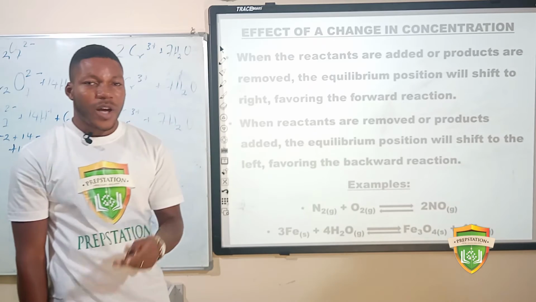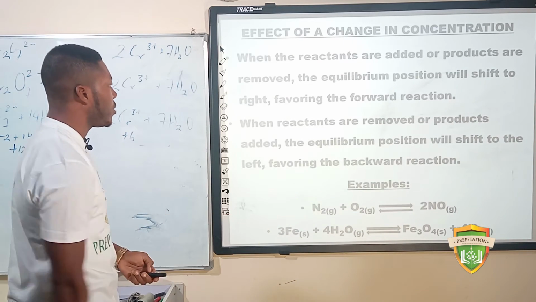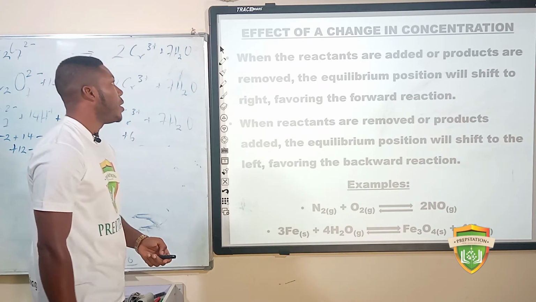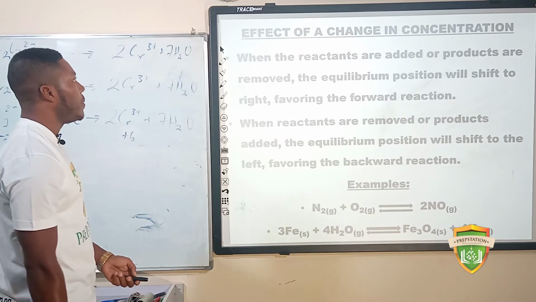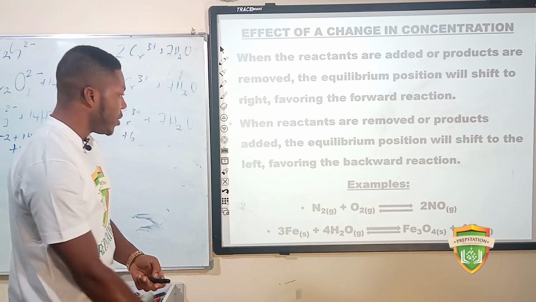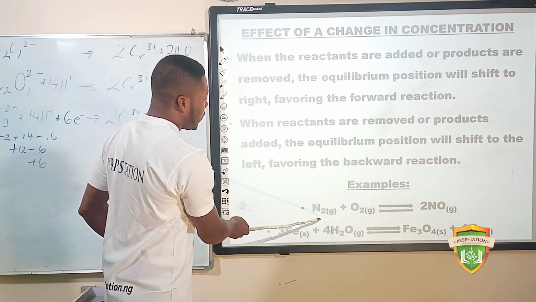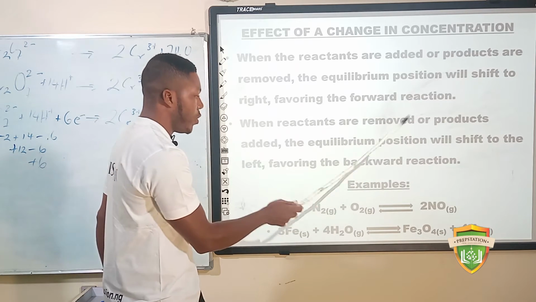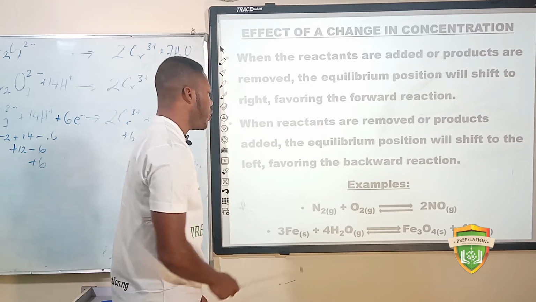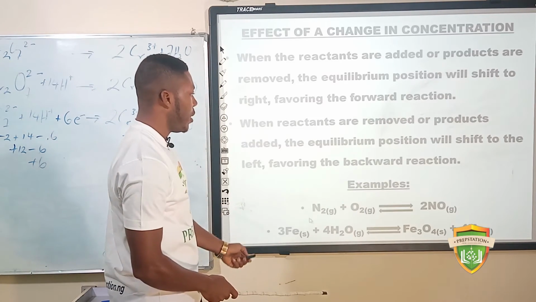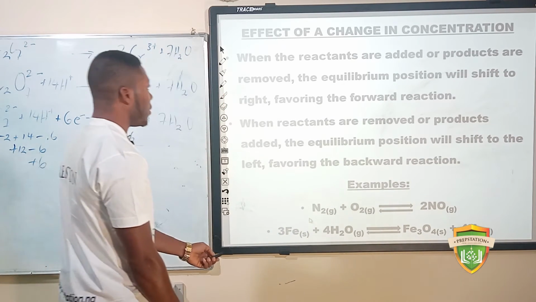So for each of the effects, there are special conditions you need to observe. If not, you will get mixed up when the question comes. So these are examples of equations where we have to apply the effects of concentration. Look at this here. If you add more of N2 or more of O2, you're going to favor production of nitrogen 2 oxide. But if you reduce any of these, you're going to favor the backward reaction.